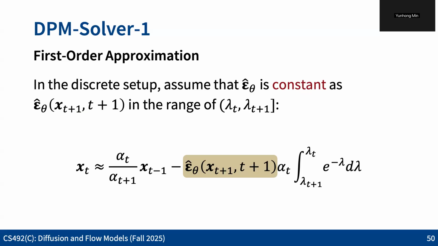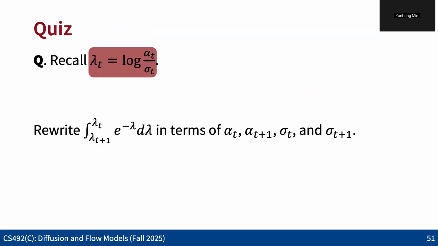So let's recall how we defined the lambda function here. Based on the definition of the lambda function, can you rewrite this formulation in terms of the alpha and the sigma that we have seen in the VDM case? This will be the last quiz today.